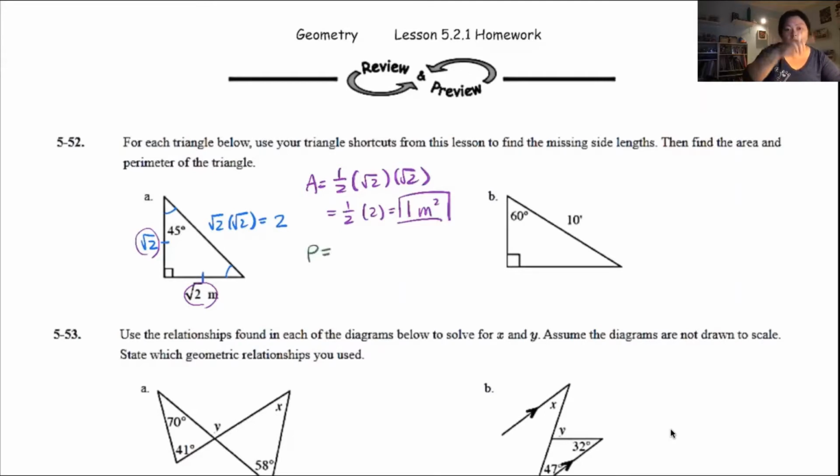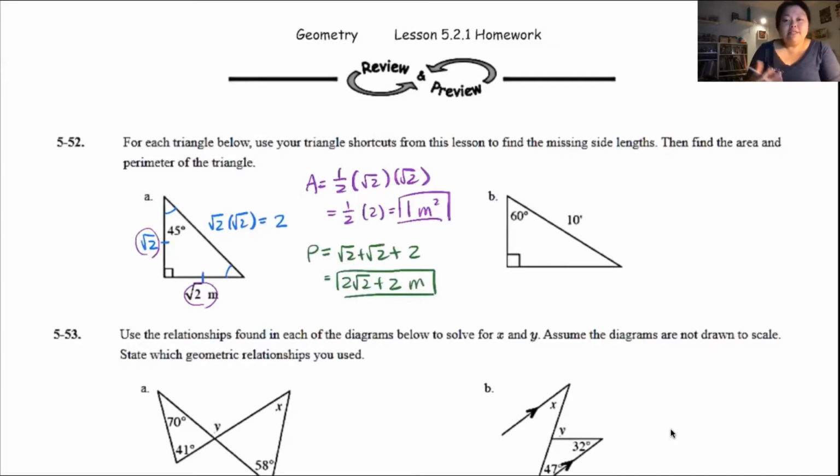Okay. And then I need the perimeter. Perimeter is to add up all the different sides. So I'm going to go around the triangle and go root 2 plus root 2 plus 2. Well, root 2 plus root 2, that means there's 2 of them. So it's 2 root 2 and 2. So 2 root 2 plus 2 meters. It doesn't say to round, so you're going to give the exact answer, and so you're going to leave your answer like so. All right, moving on to the next problem.